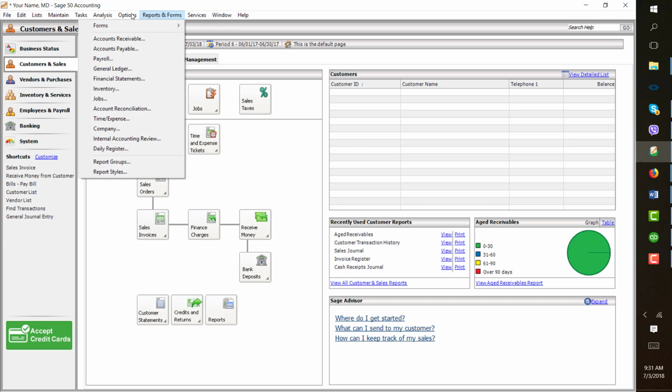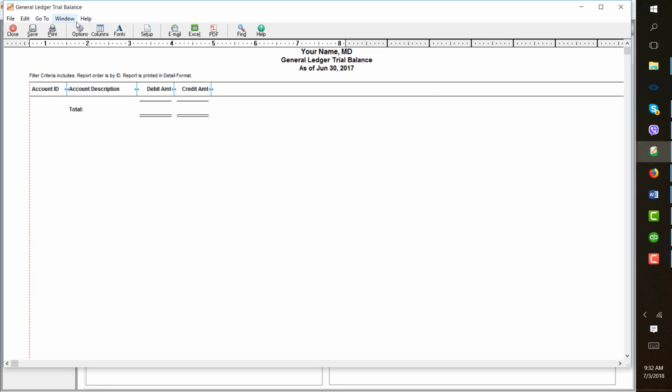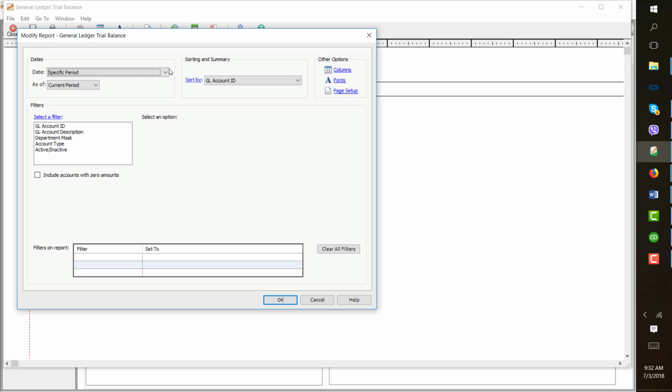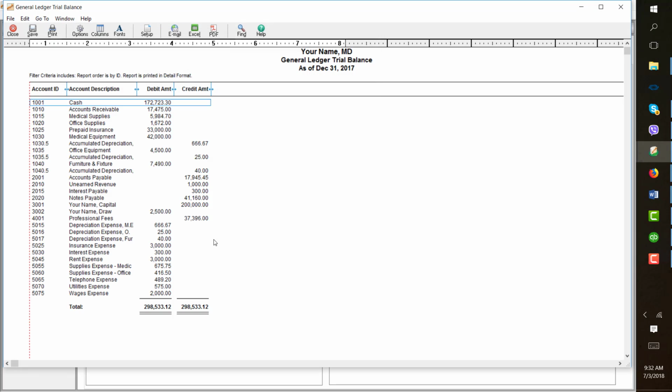So, to verify that, on Reports and Forms, click General Ledger, double-click General Ledger Trial Balance, and select the specific date of December 31 of last year. And click OK at the bottom. Once you have verified the individual account balances, then you should be comfortable to move on to Chapter 4.